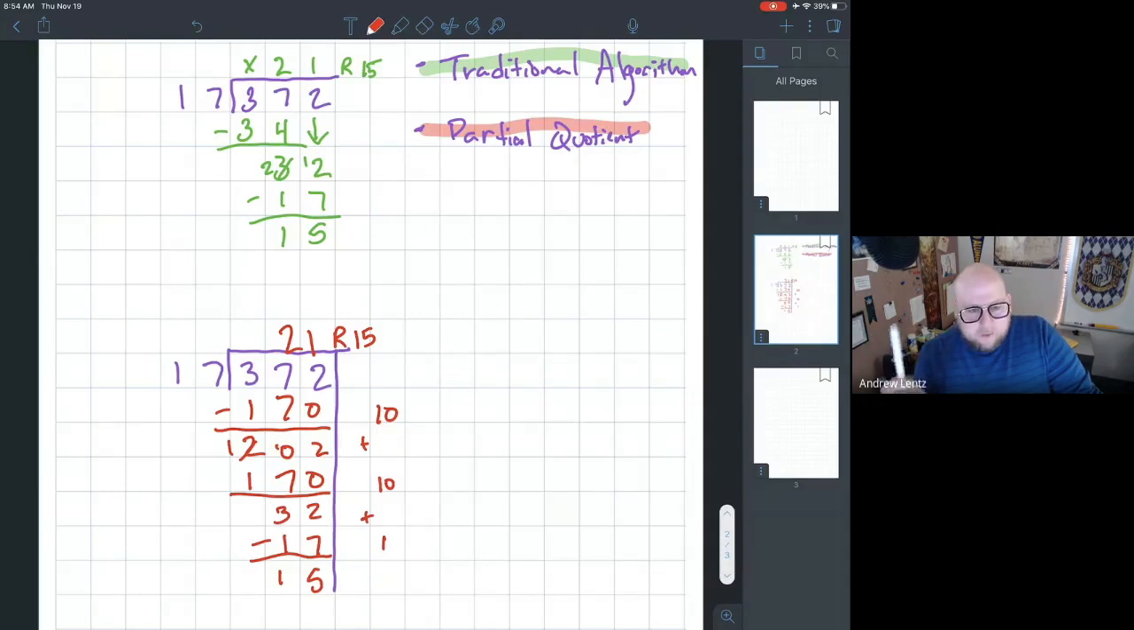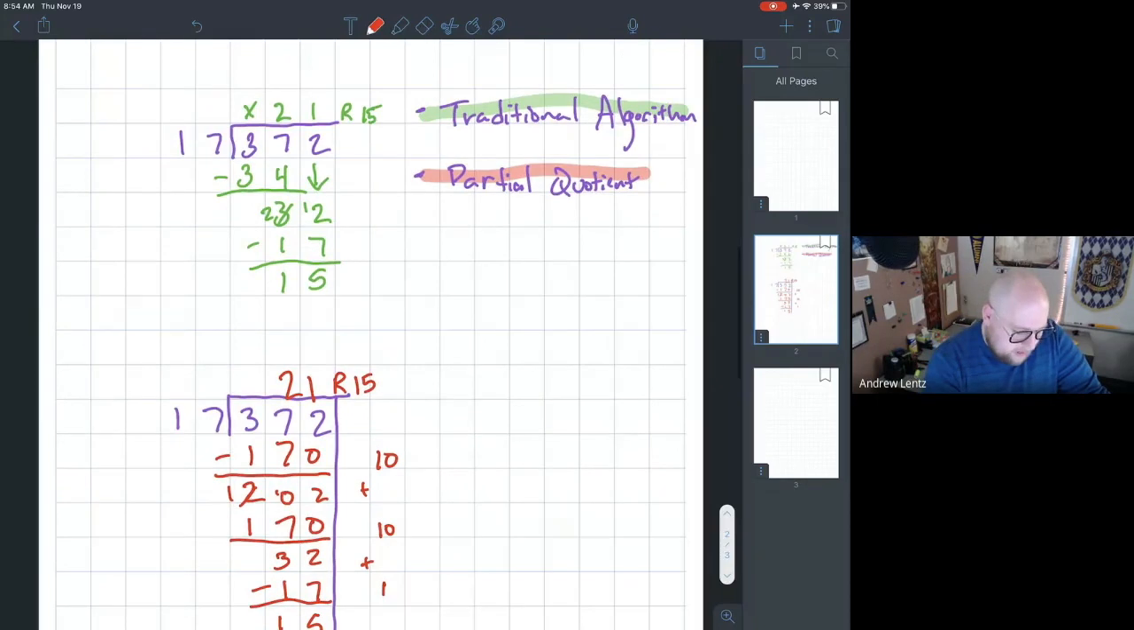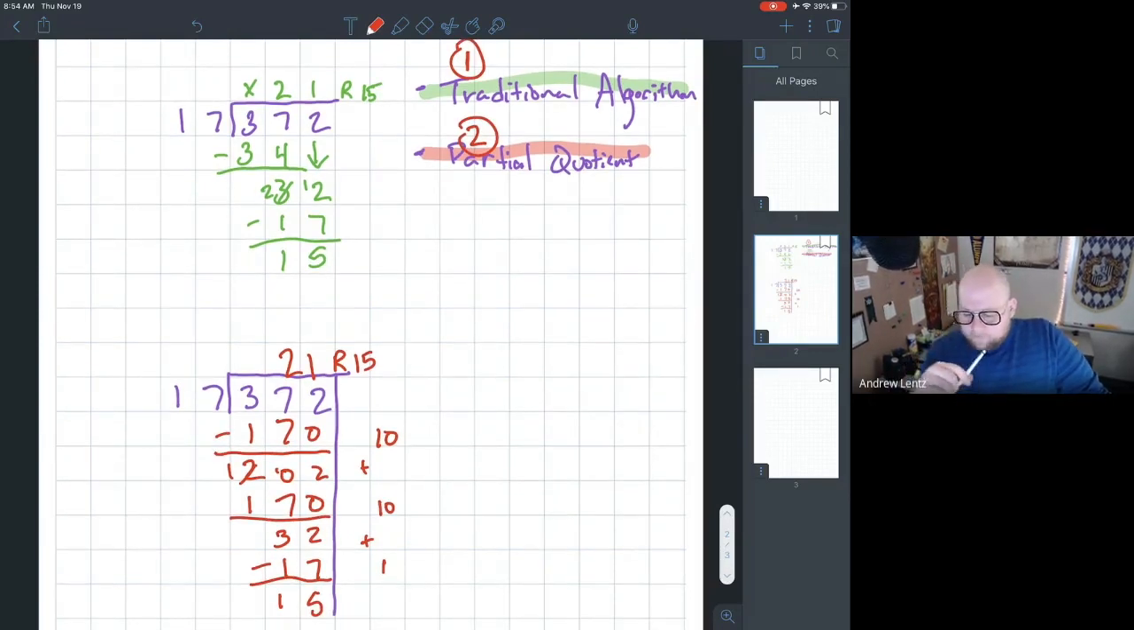All right, so we're going to do this. Give me a 1 in chat if you prefer the traditional method. Give me a 2 in chat if you prefer partial quotient. Okay.